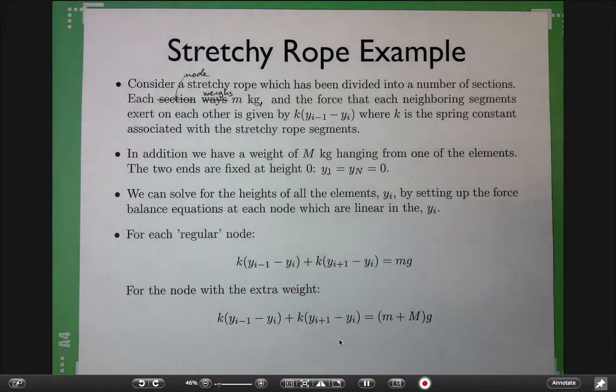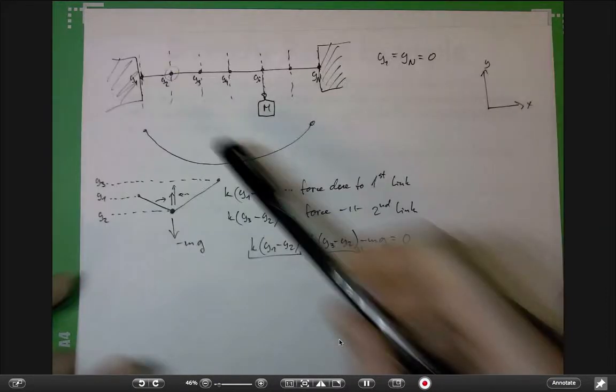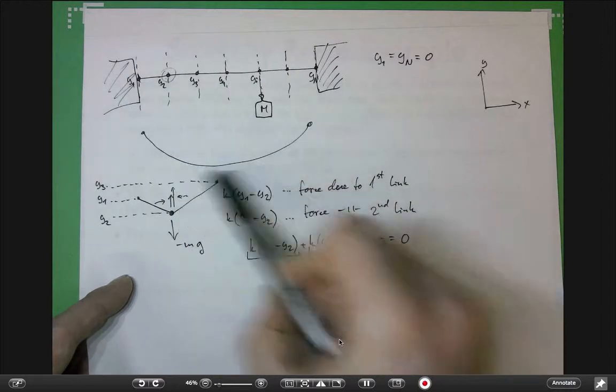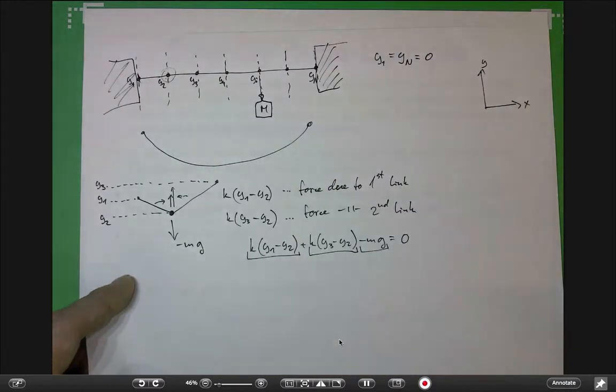And this is a system of linear equations, which we can solve using the techniques we have discussed. So that's actually sort of cool, because now you can compute something interesting, right? Something that would be relatively hard to compute in different ways. You can compute some interesting shapes of the stretchy rope. You guys copy?